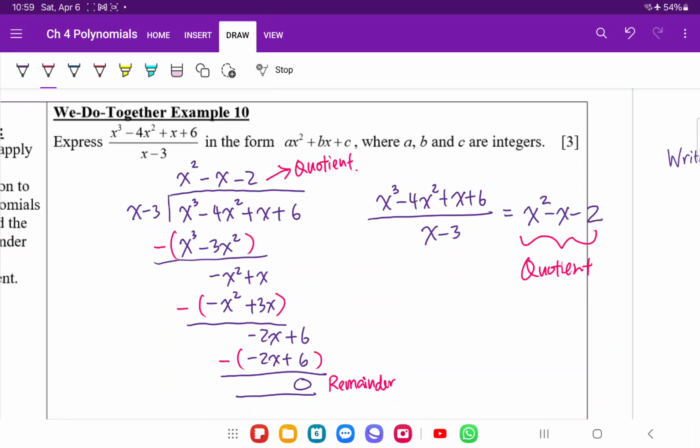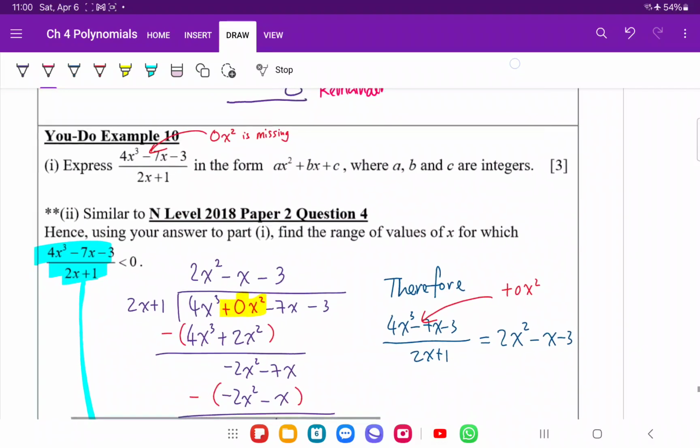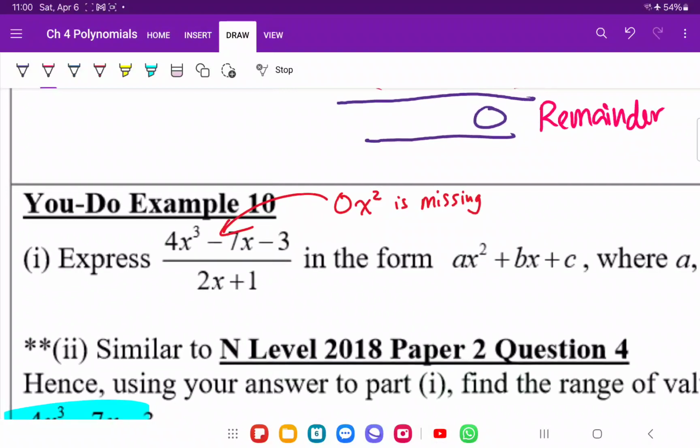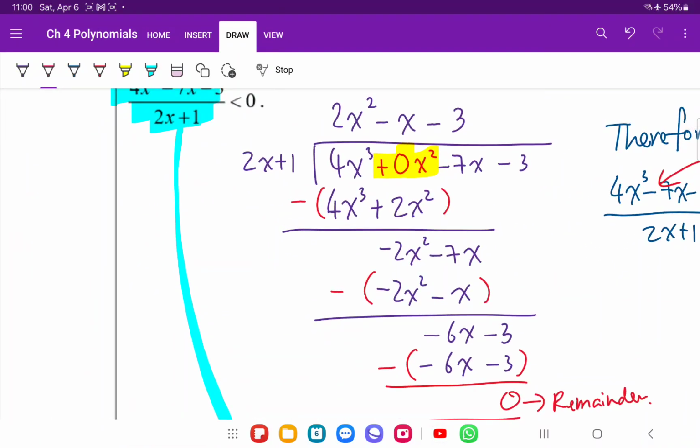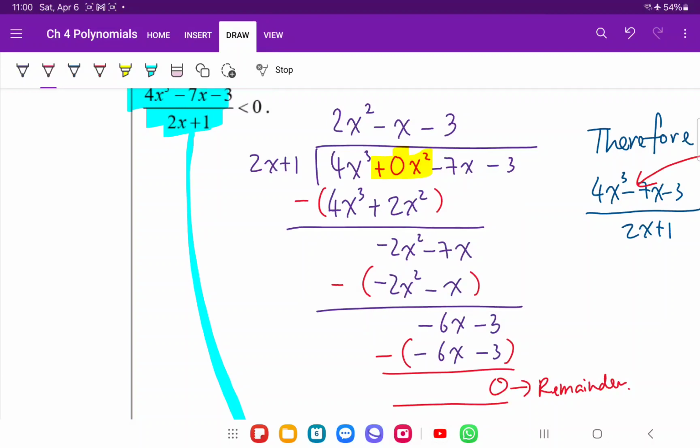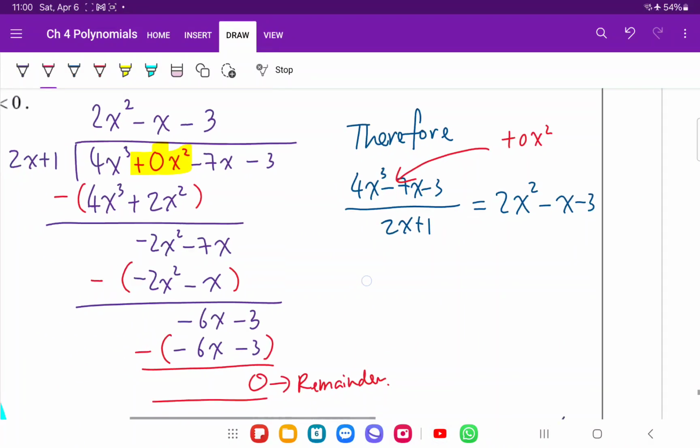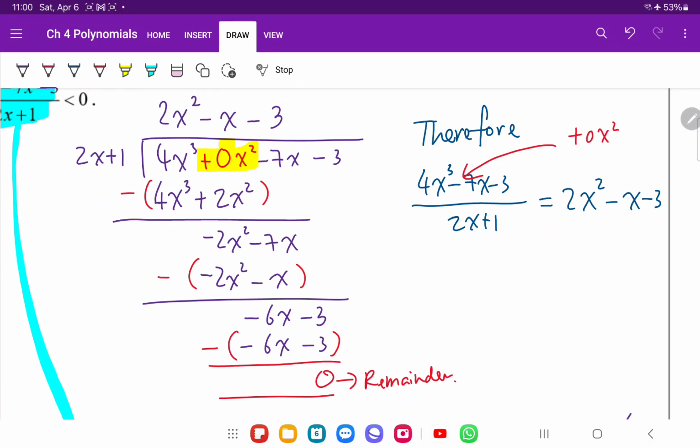Now go and work on the you do example 10 and we will check the answer in a while. Pause the video now. Alright, you are ready to check the you do example 10? Did you notice that for the you do example 10 there is a missing x squared term? Did you put it in? When you do a long division, do you get this, with a remainder 0? And then, do you present your answer like this? The dividend divided by the divisor gives you the quotient.